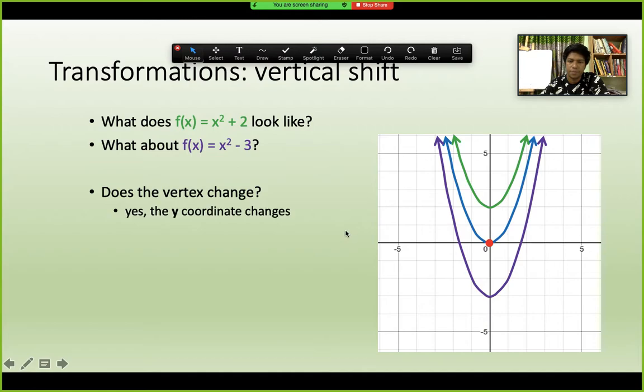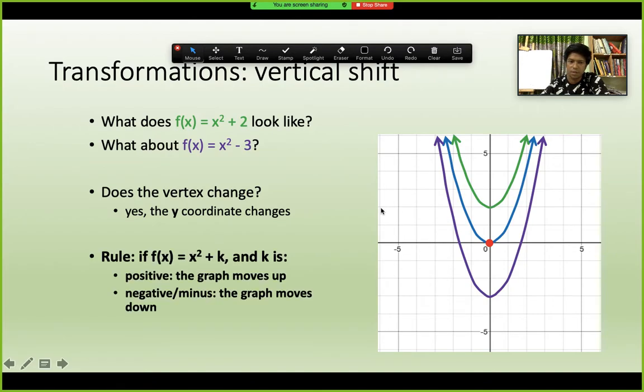Okay. Now in this case the vertex also changed. You see, the vertex was here, now the vertex is there. So the vertex changed. So this is the rule, x square plus k. If the k is positive, then the graph goes up, and if the k is negative, then the graph comes down to this place.